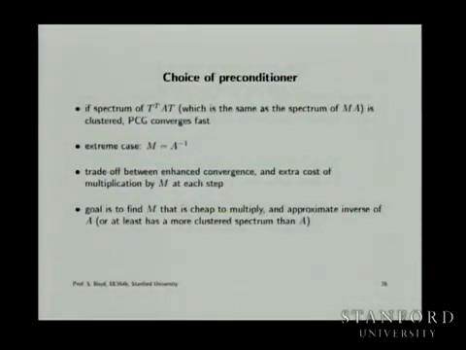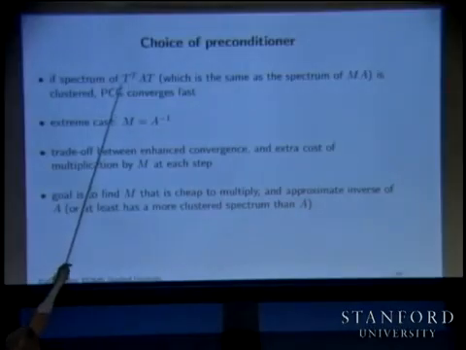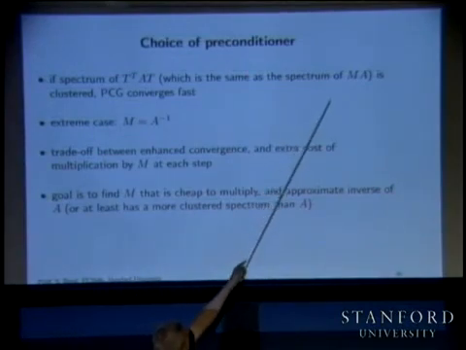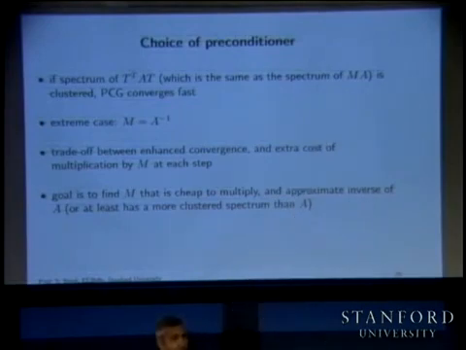Here's what you want. You want a matrix T for which T transpose A T, or let's say a matrix M, I want a matrix M for which the eigenvalues of MA are clustered, for example.